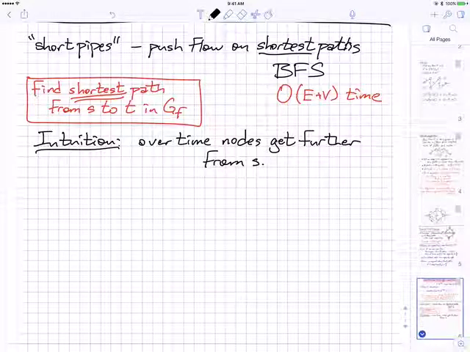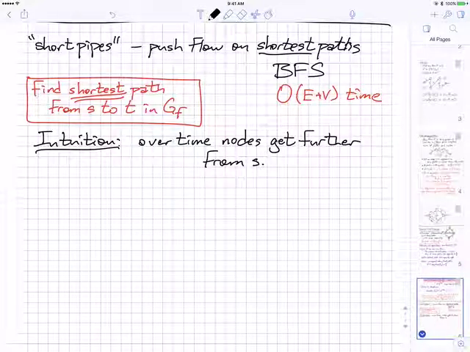Because I'm pushing flow along these shortest paths, whenever I push flow along the shortest path, I'm going to saturate an edge, and that edge is going to vanish from the residual graph. That's going to make it harder to traverse that path. I'm going to have to go around.